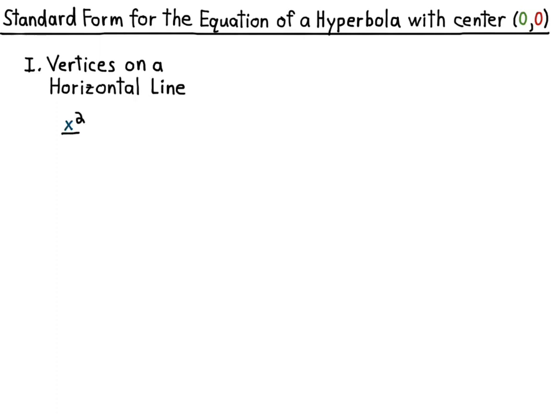So there's the two types, remember. This is vertices on a horizontal line, which actually is the same line as the center and the foci. Okay, so it's just x squared over a squared minus y squared over b squared equals 1. So it looks like an ellipse, except there's a minus instead of a plus, right?